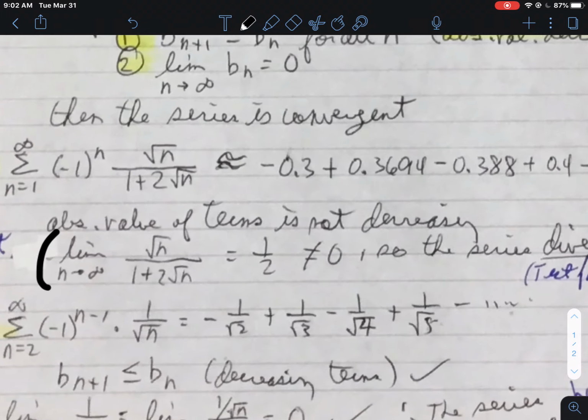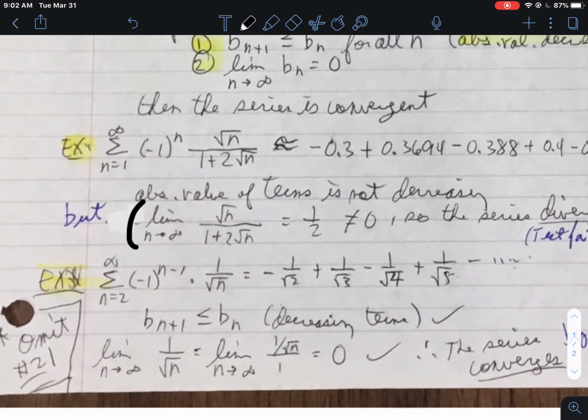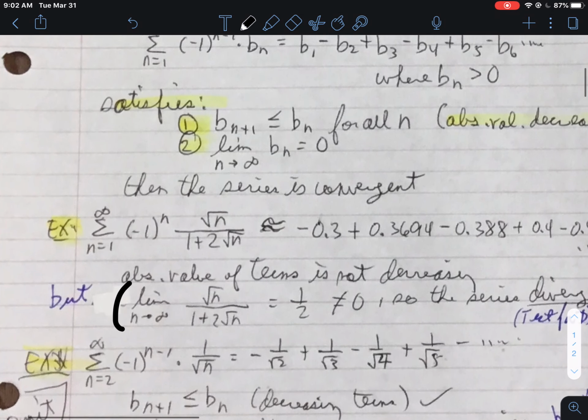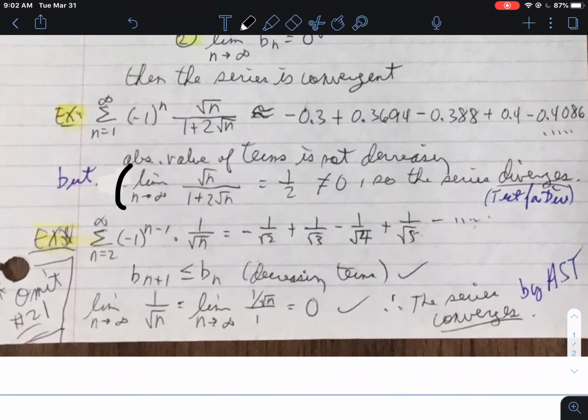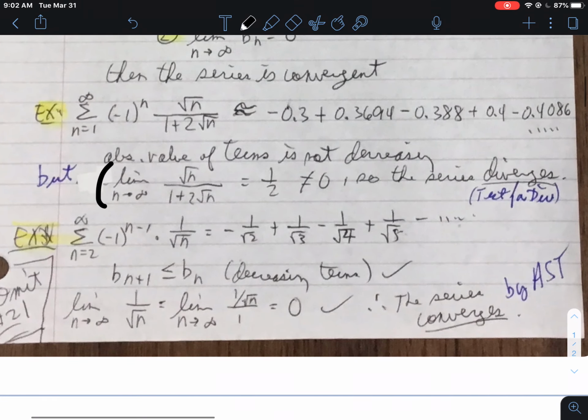All right, just to be clear, I don't want any misunderstandings there. We're testing the limit of b sub n, the absolute values of our terms, and that's equal to 1/2, which is not 0. So I can tell you that the series diverges, but it's by the test for divergence. In other words, you never say that a series diverges because of the alternating series test. The alternating series test can be used to show that a series is convergent.